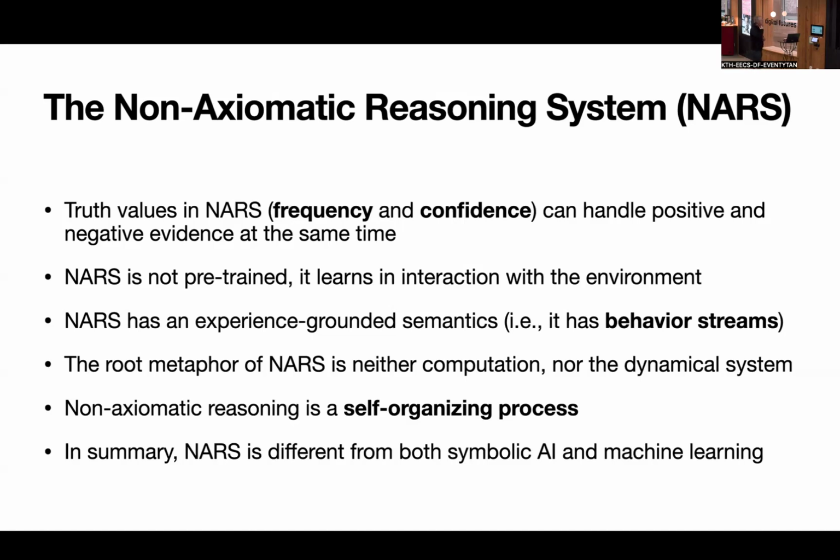And one way to describe it is that, as Patrick showed with the X and Y symbols, the meaning of a symbol is due to experience. It's an experience-grounded semantics rather than some objective meaning of X and Y or cat and dog, whatever. So it's neither typically what's described as computation nor a dynamical system. It's more something of a self-organizing process. So in a way, NARS is different from both symbolic AI and machine learning.